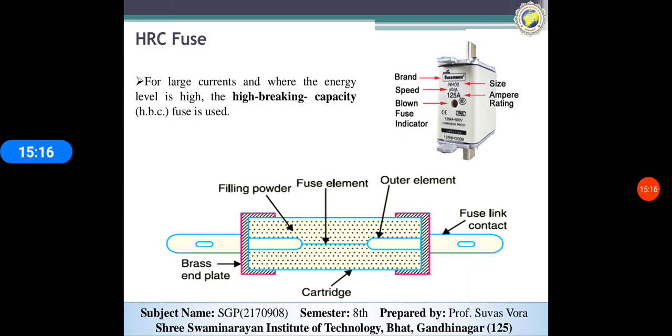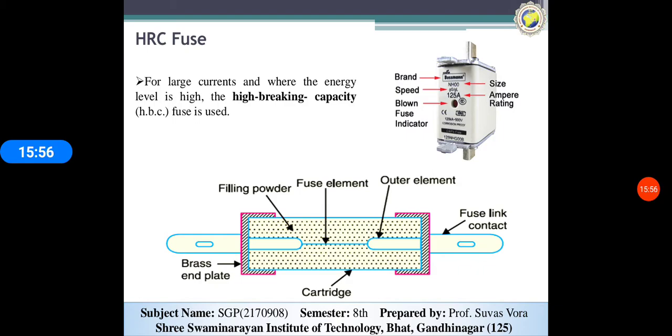The first one is the brand. You can see, yes, here I can also apply the basic model. The specification is on the plate mentioned on the fuse: the brand, then the size of the fuse, it means how much width, then the materials, and the ampere rating. Here you can see 12.5 amperes, and the fuse indicator, this one is the fuse indicator system.